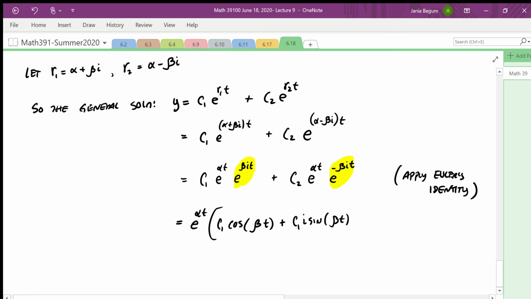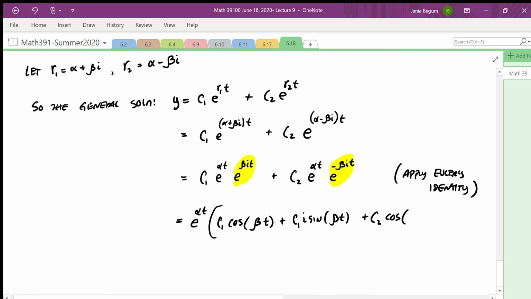And now for the second one, I'm going to do the same thing. I'm going to rewrite e to the negative i beta t using Euler's identity. So I'm going to have plus c2 cosine of negative beta t plus c2 sine of negative beta t. So all of that is inside the big parentheses and expanded out using Euler's identity. Let me know if you guys have questions.